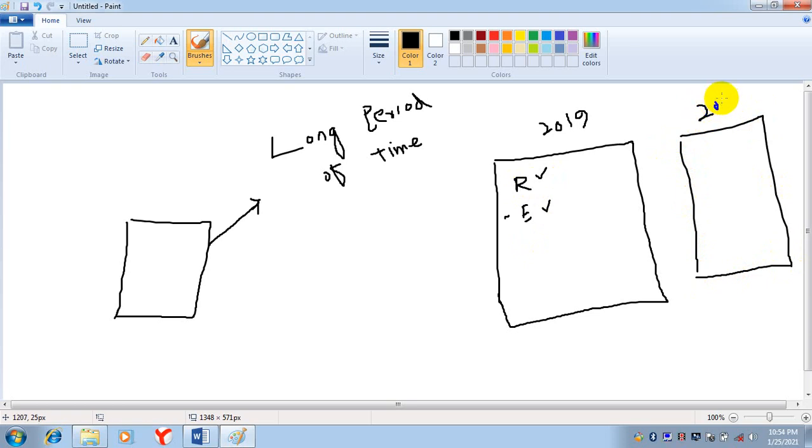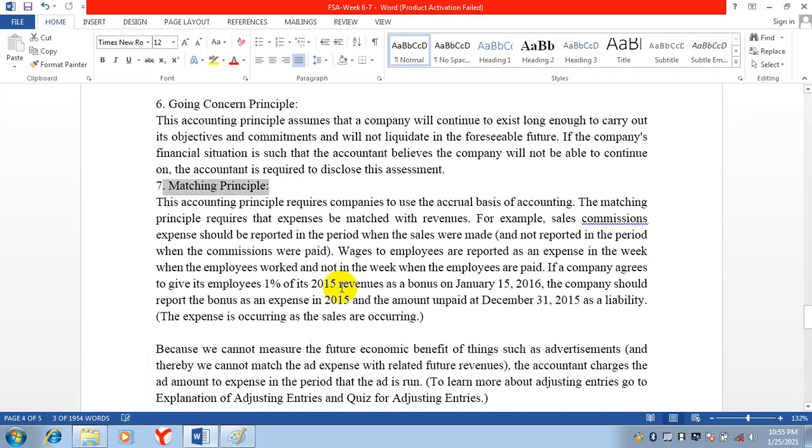If you are writing revenue which belongs to 2019 in 2020, you are violating this principle. If you write an expense of 2019 in 2020, you are violating the matching concept. According to the matching concept, revenues of one accounting period will be matched with the expenses of the same accounting period. This accounting principle requires companies to use the accrual basis of accounting.